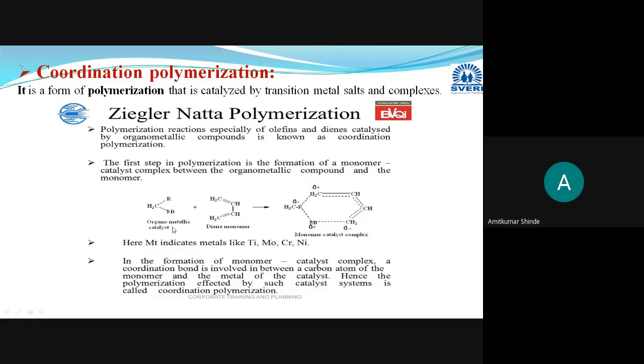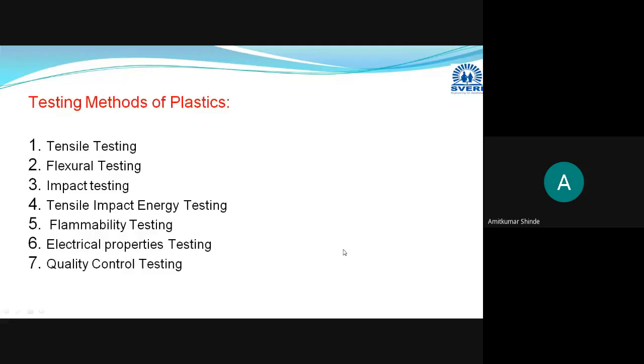Okay, this is one example I have explained here. An organometallic catalyst is added to the monomer, and it will get transformed to the polymer. Generally here we are using catalysts; I have highlighted a few: titanium, molybdenum, chromium, nickel. We are using these catalysts, and with the help of these catalysts only, this transformation will occur. Okay, now I will move towards the next part.